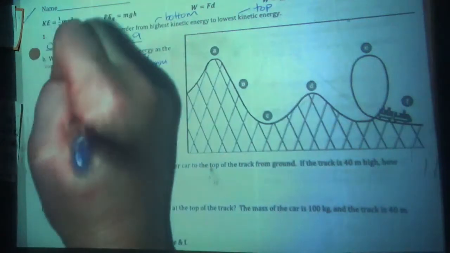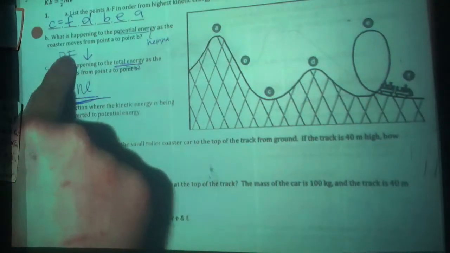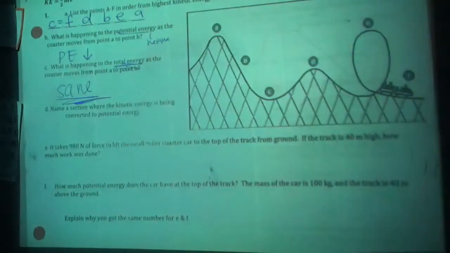From A to B, your total energy is going to stay the same because energy is conserved. There's no work being put in, it's just falling down, so that total energy is doing the same. Now you might be like, wait, but we just said this is going down. That's true. Your potential energy is decreasing, but your kinetic energy is increasing because you're gaining speed, you're getting faster.